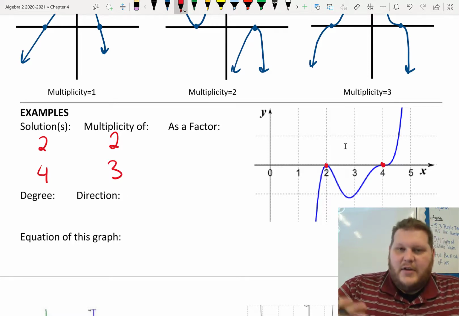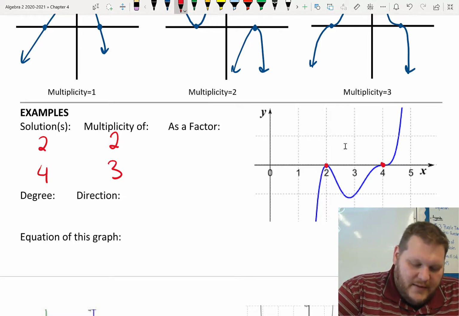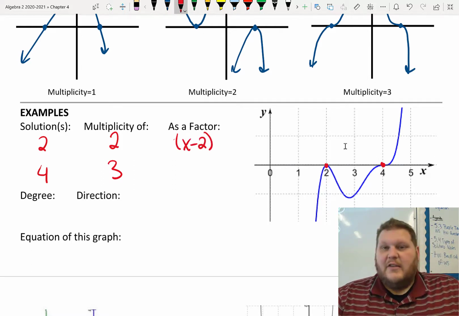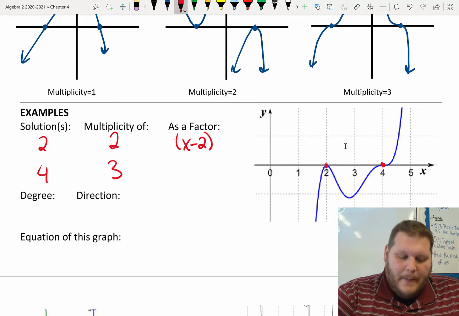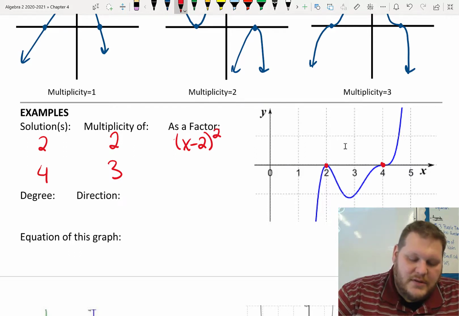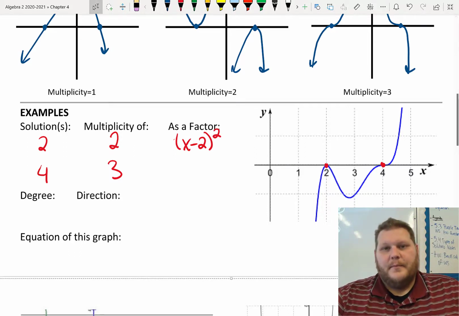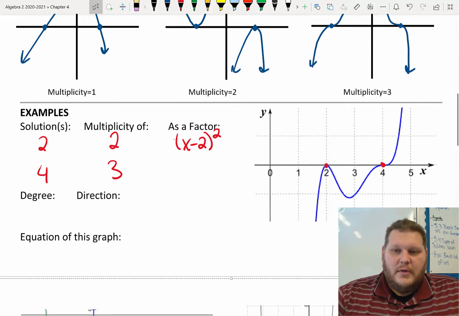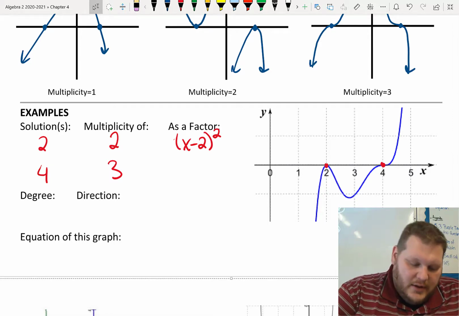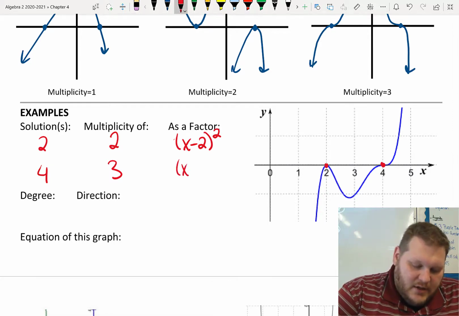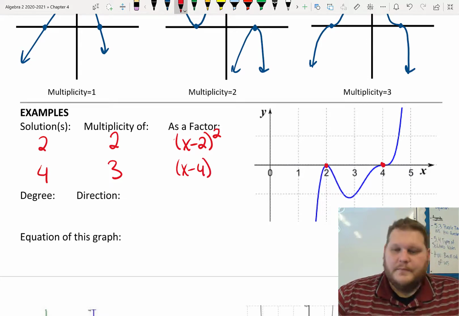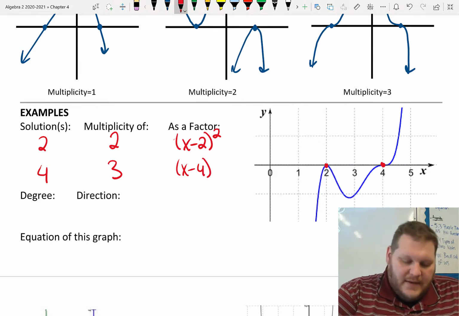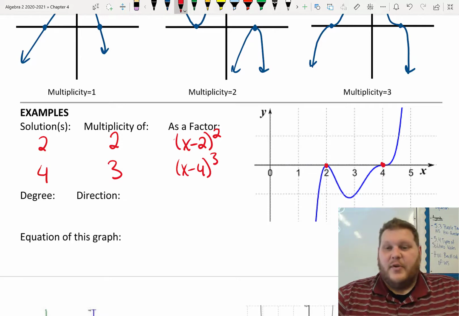So as a factor, again, trying to combine these two things together, we know x minus 2 is going to be the factor that gives me a solution of +2. And since it has a multiplicity of 2, it's going to be x minus 2 squared. For my other one, I know that +4 is my solution, so my factor would have to be x minus 4, and that's going to be cubed because it has a multiplicity of 3.